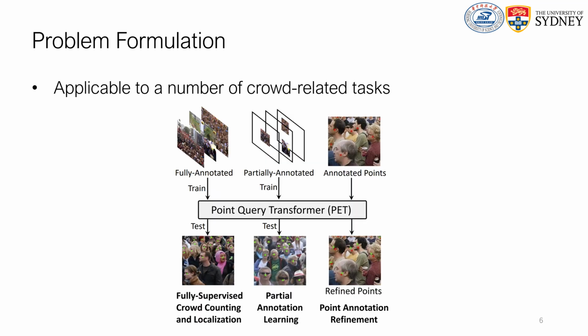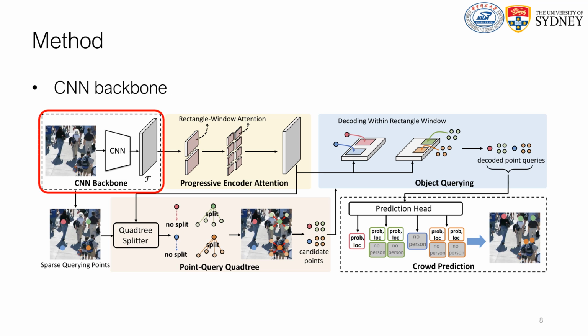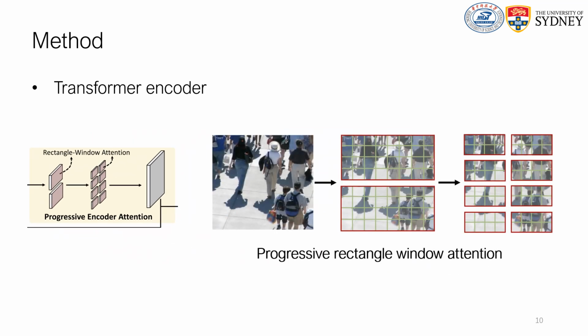By simply adjusting the inputs, this formulation is applicable to a number of crowd-related tasks, such as fully supervised crowd counting and localization, partial annotation learning, and point annotation refinement. Here is an overview of our point query transformer, dubbed PET. We first use a CNN backbone to extract the image representation. Next, a transformer encoder with progressive rectangle window attention is applied to encode context. The idea is that the transformer encoder first inspects a sufficiently large region and then focuses on a small one.